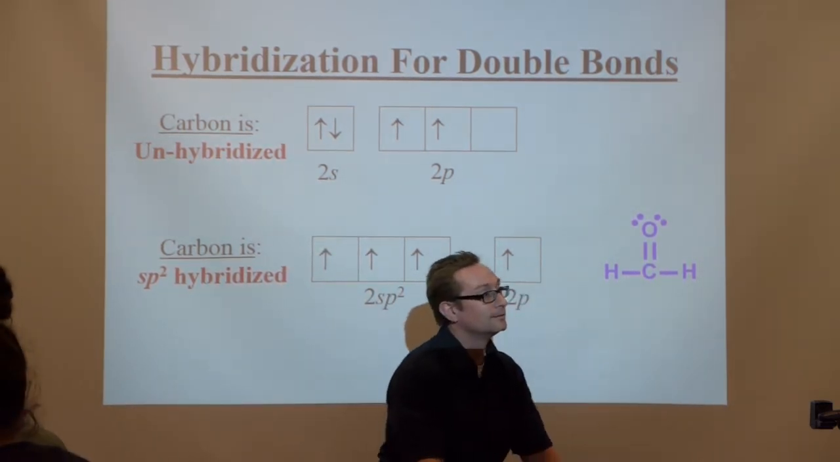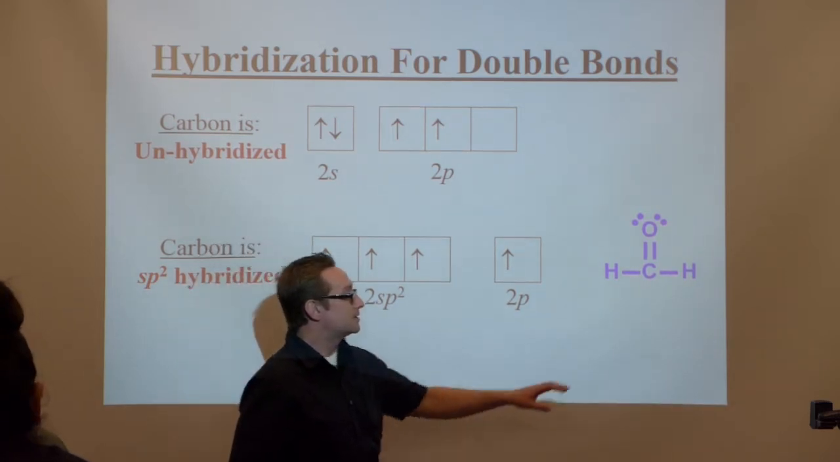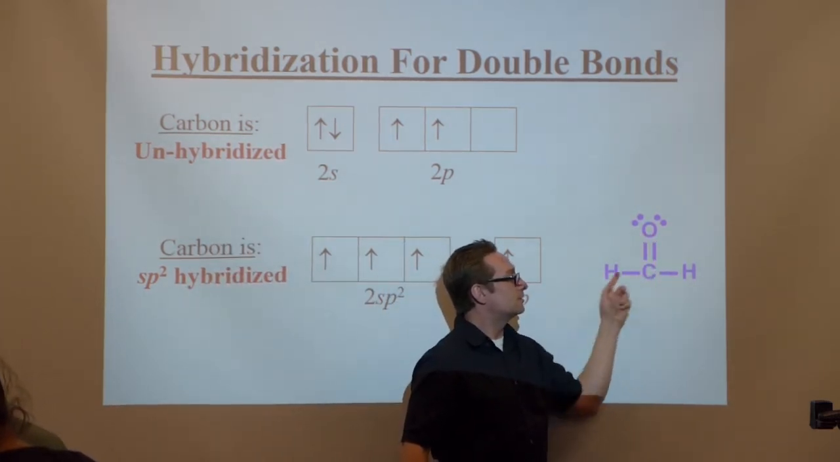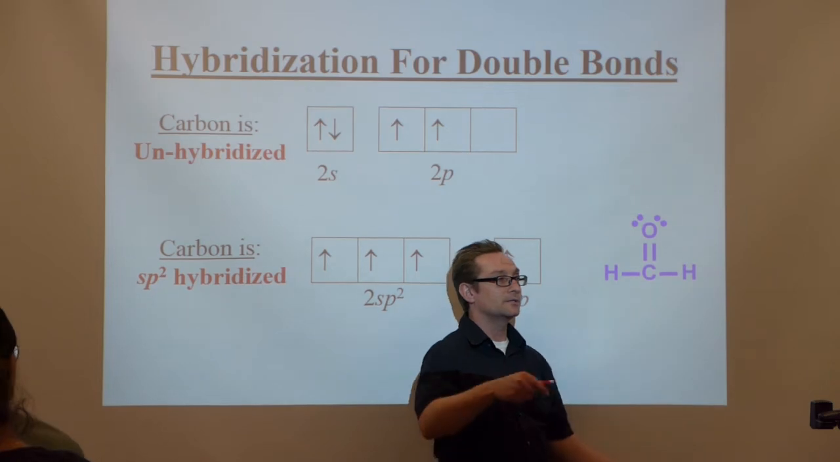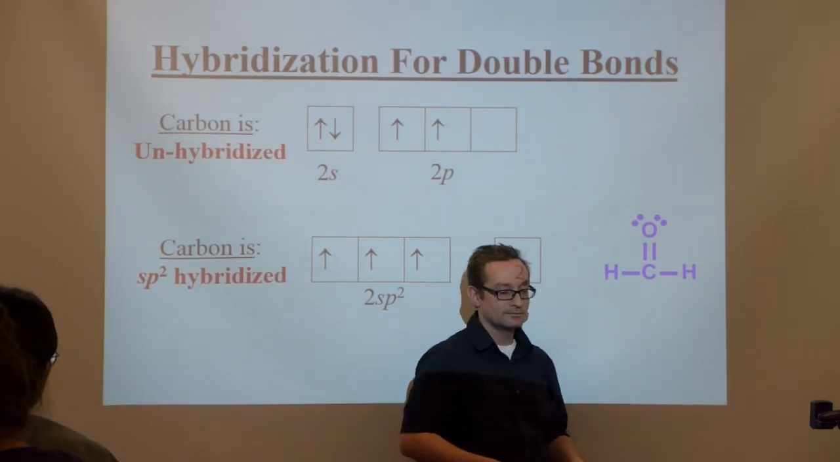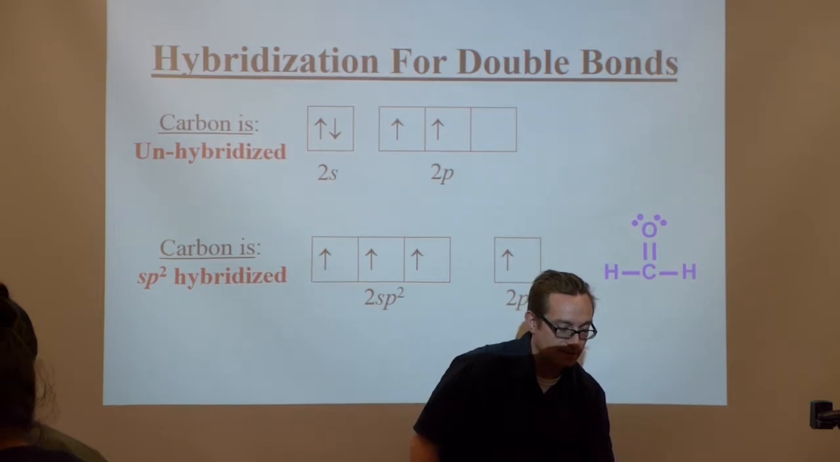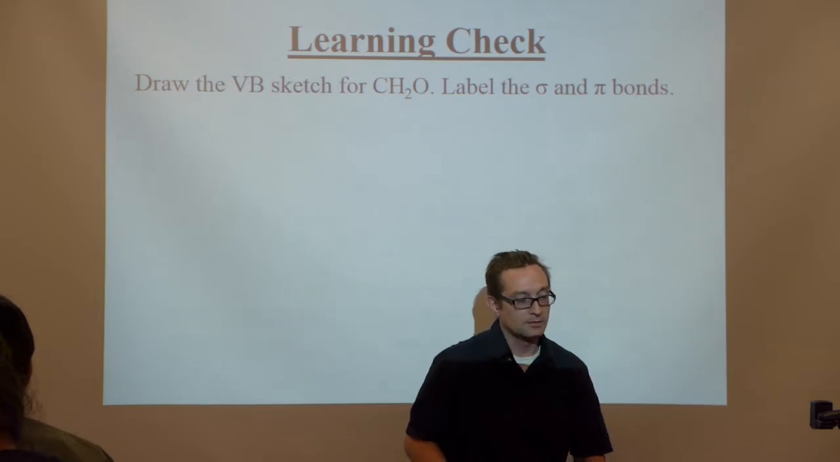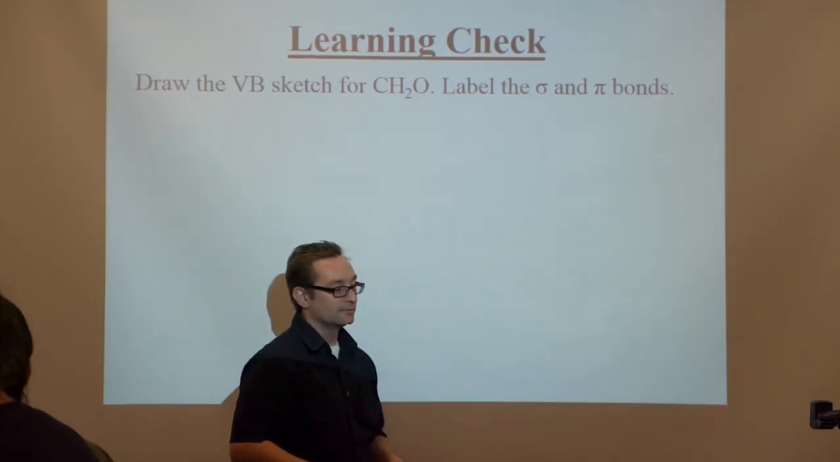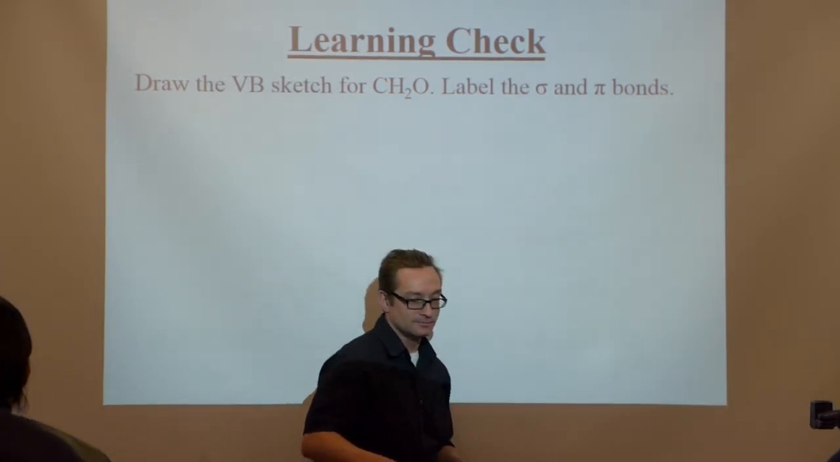Yes? I think for the trigonal plane, so steric number, 1, 2, 3 bonded atoms, 0 lone pairs. Look at your chart. It says steric number 3, trigonal plane. Trigonal plane is also the electron and molecular shape in this case. Let's draw a valence bond sketch for CH2O.